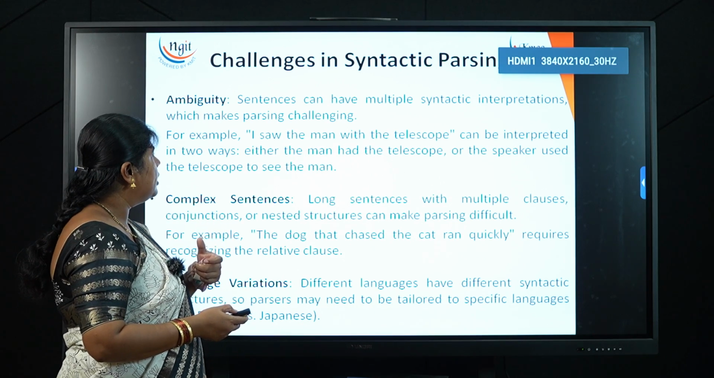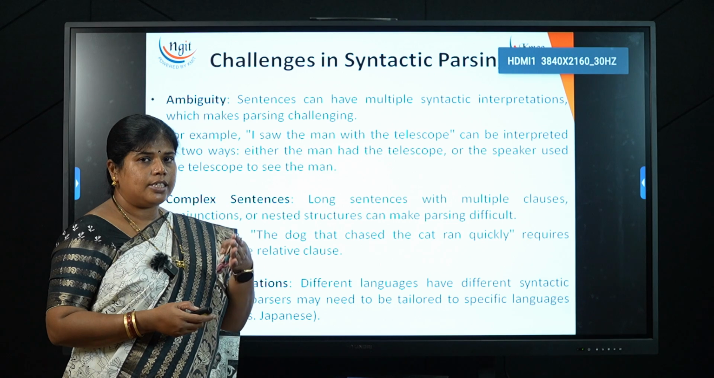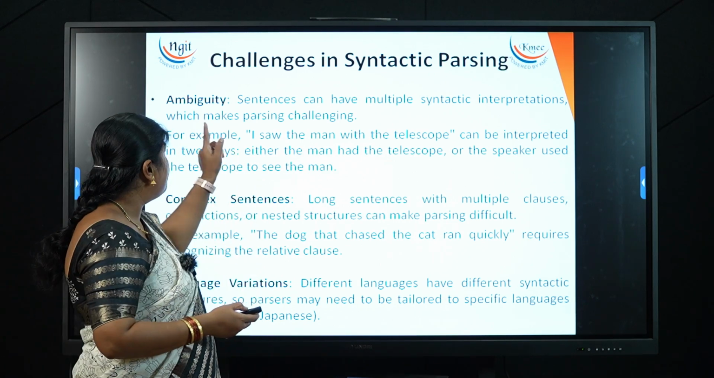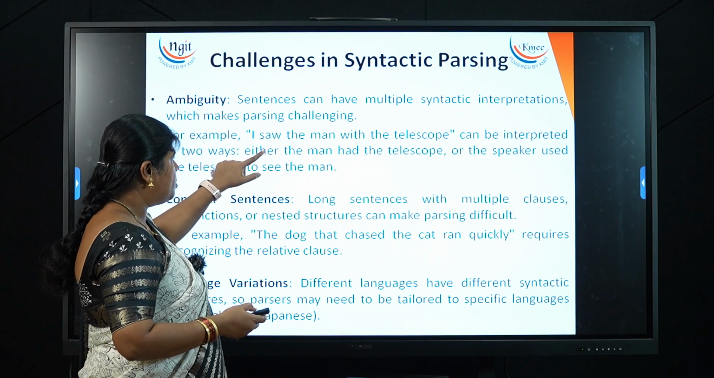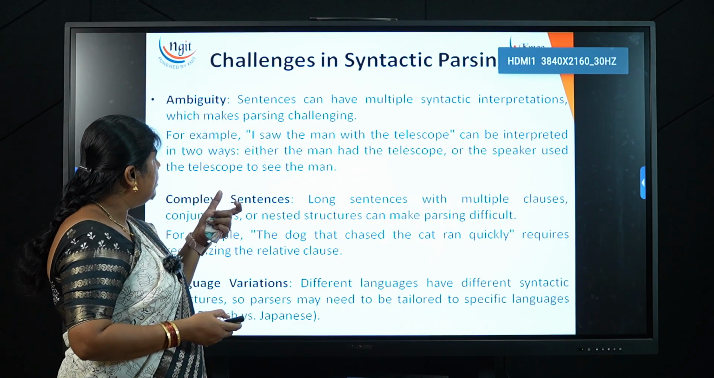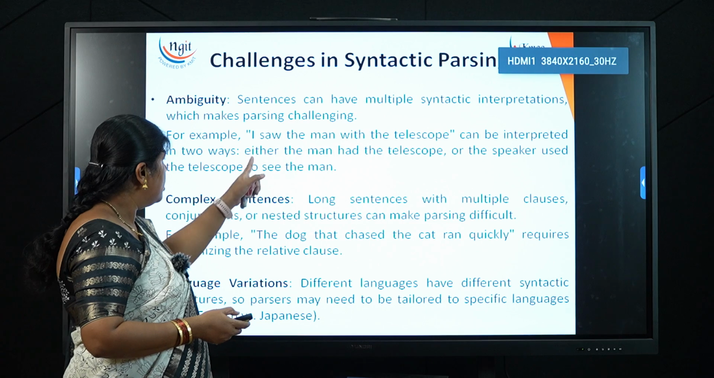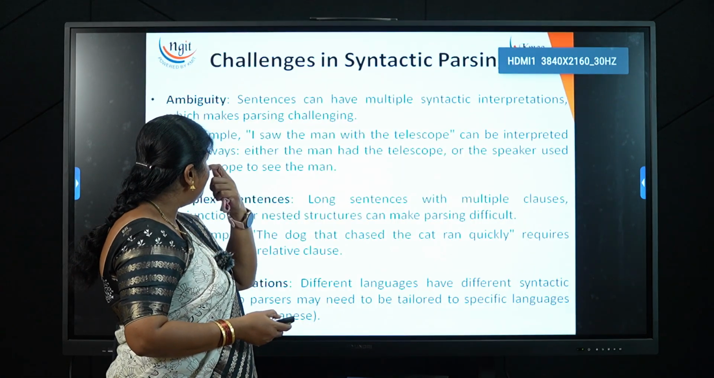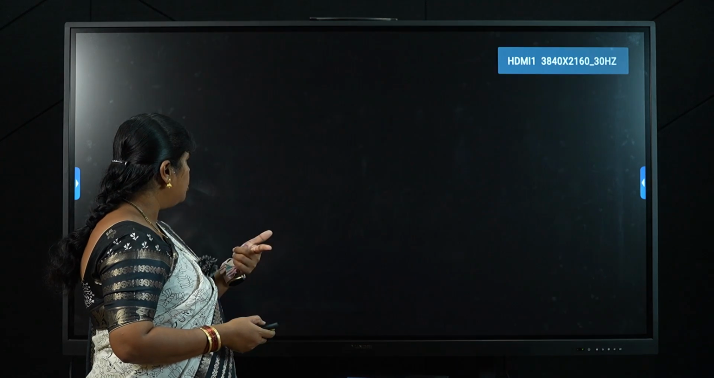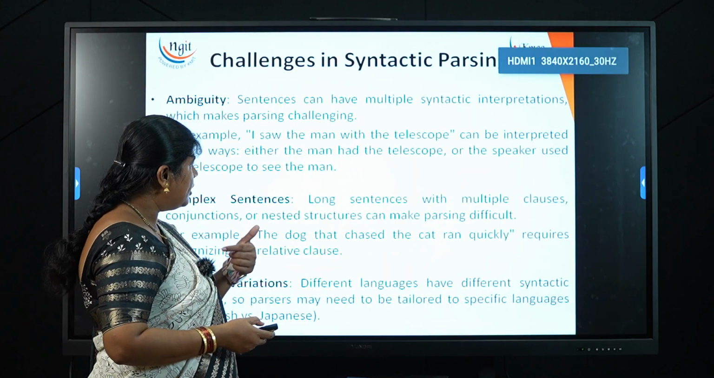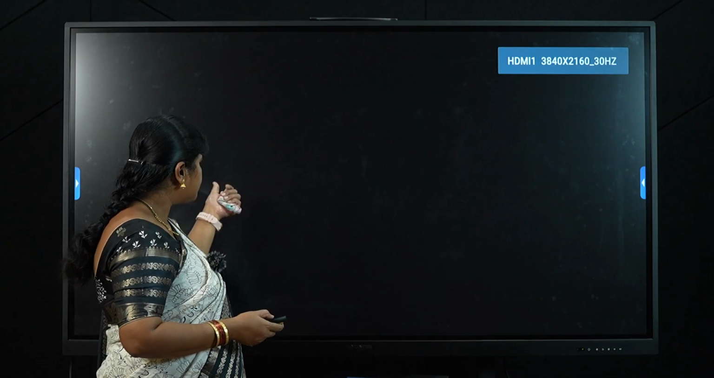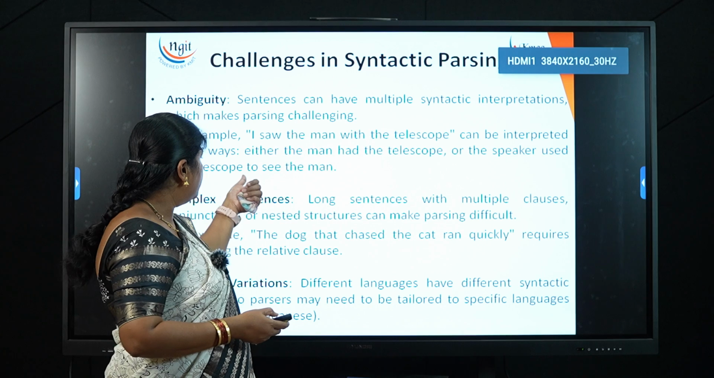Now what are the challenges? What is the difficulty in syntactic parsing? As we have been seeing from the start, your parsing should be capable of handling the ambiguity problem in natural language processing. Okay, now one word with two different meanings. Now listen, what is the example given here? I saw the man with telescope. It will be interpreted in two ways. Either the man had the telescope, or the speaker is using the telescope to see the man.